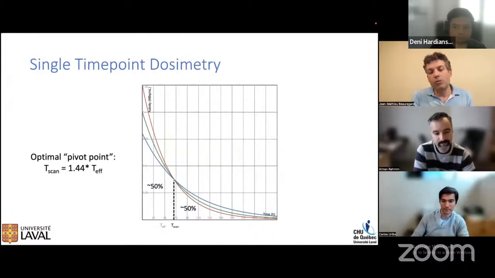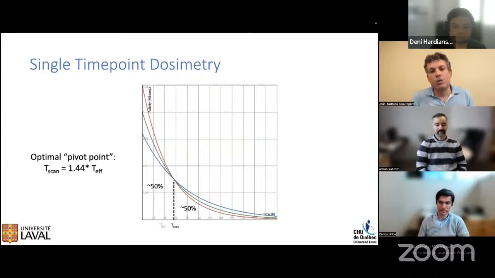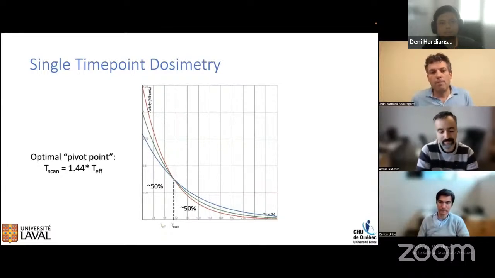So basically, it works best if the time of the scan is about 1.4 times the effective half-life of the patient, because it acts as a sort of pivot point where about half of the radiation is delivered before the scan and half after the scan. So slight variation of the effective half-life would not impact much the area under the curve.